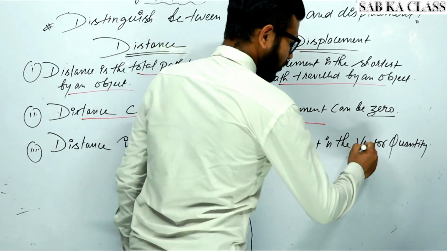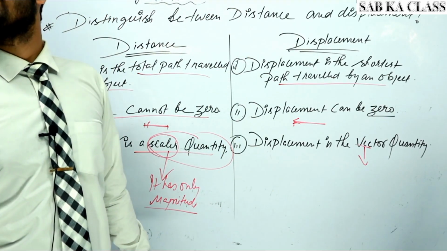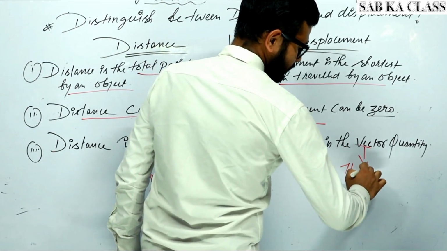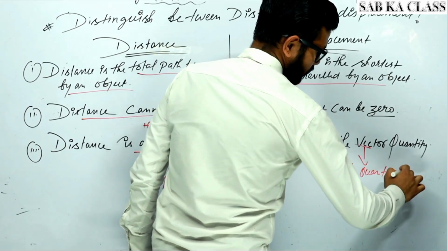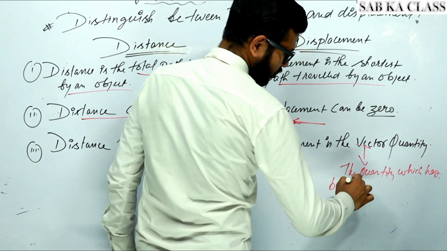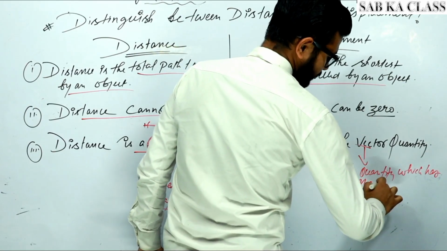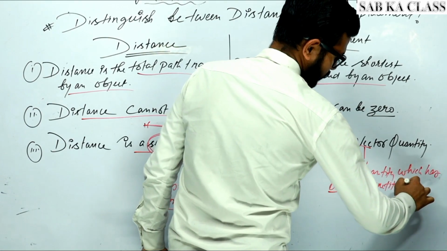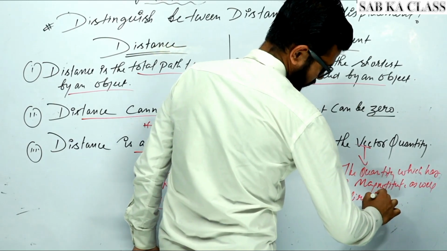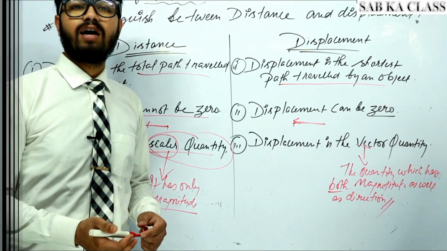Vector means the quantity which has both magnitude as well as direction. Clear? Fantastic. This is the major difference between distance and displacement.